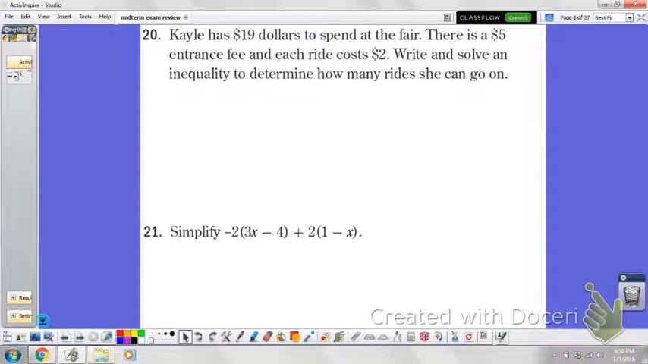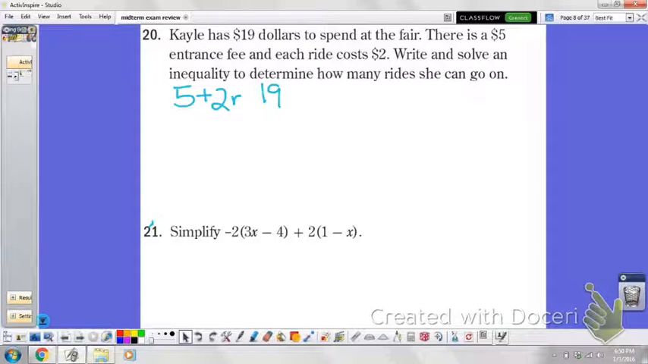Kaylee has $19 to spend at the fair. There is a $5 entrance fee, and each ride costs $2. Write and solve an inequality to determine how many rides she can go on. Well, we know that she automatically needs to pay $5. So that's what she's going to start with. Then she's going to pay another $2 for each ride. So that'll be 2 times R. And we know she has $19 to spend.